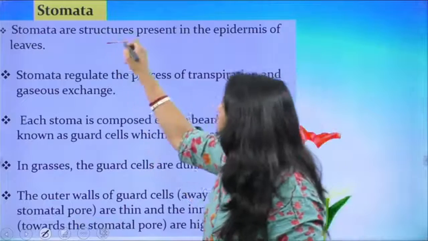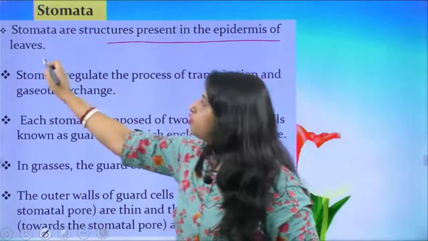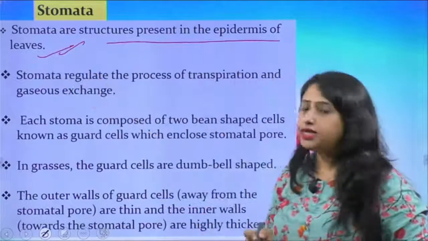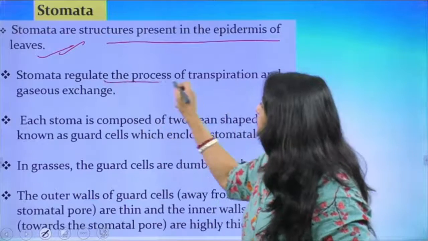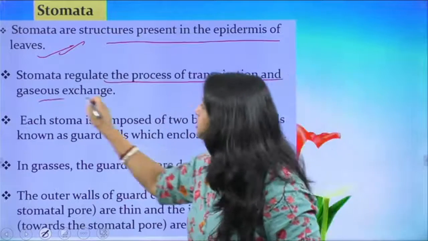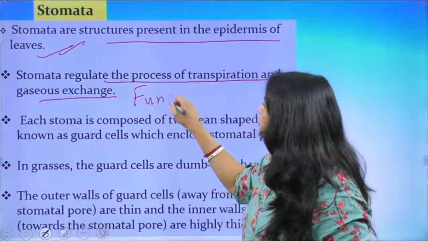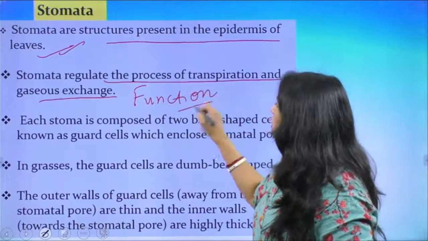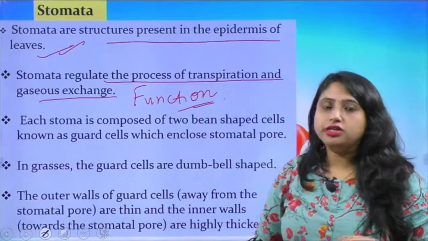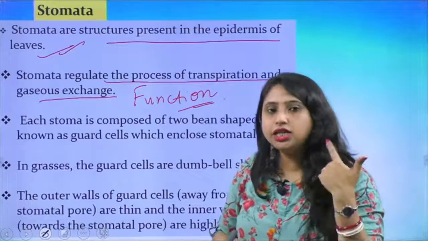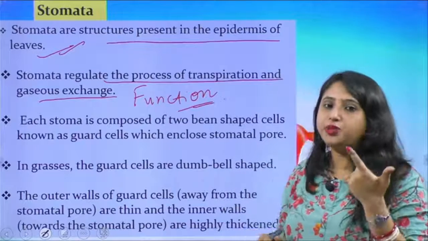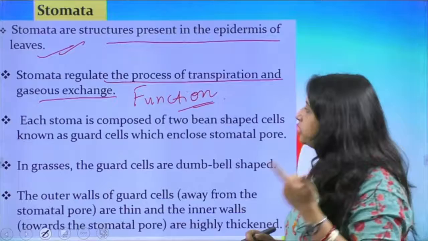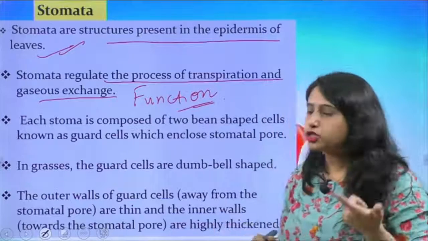So the stomata are structures present in the epidermis of the leaves. The stomata regulate the process of transpiration and gaseous exchange. So this is the function. The two functions are, one is gaseous exchange and another is the loss of water, that is transpiration, so they regulate the process of transpiration.